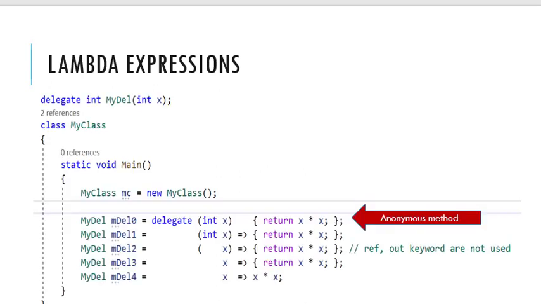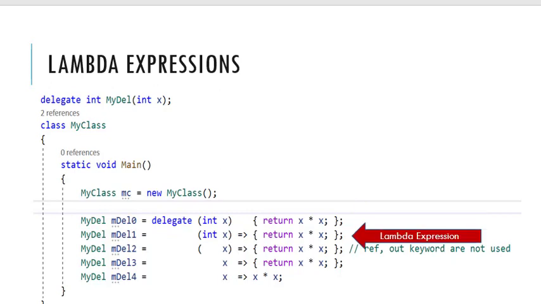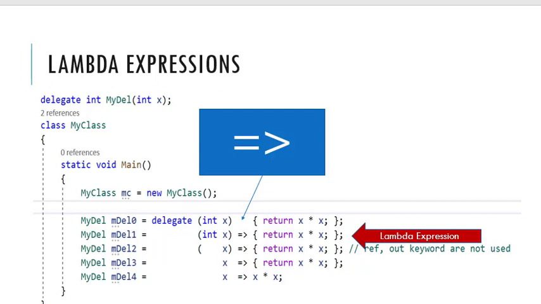Here in this example, an anonymous method is declared using the delegate keyword. On the next line, its equivalent lambda expression is written. First thing to note is that there is no delegate keyword written. The second thing is the equal to greater than sign. It is written after the parenthesis. It is called the lambda operator or goes-to operator. And then in curly braces, the method body is written. So we have transformed an anonymous method to a lambda expression.